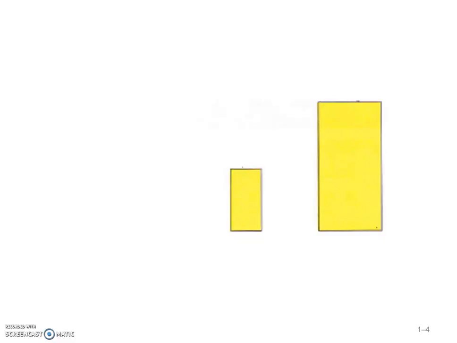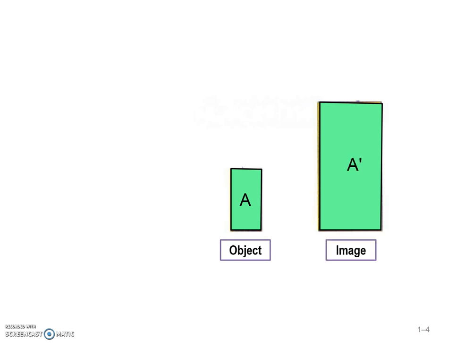Now, look at these two shapes. The first shape is actually the object, and the second shape is the image. Most of the time, we will indicate the object with an alphabet, and the image we use the same alphabet with the apostrophe, or sometimes we call it prime. So A prime is the image of A.